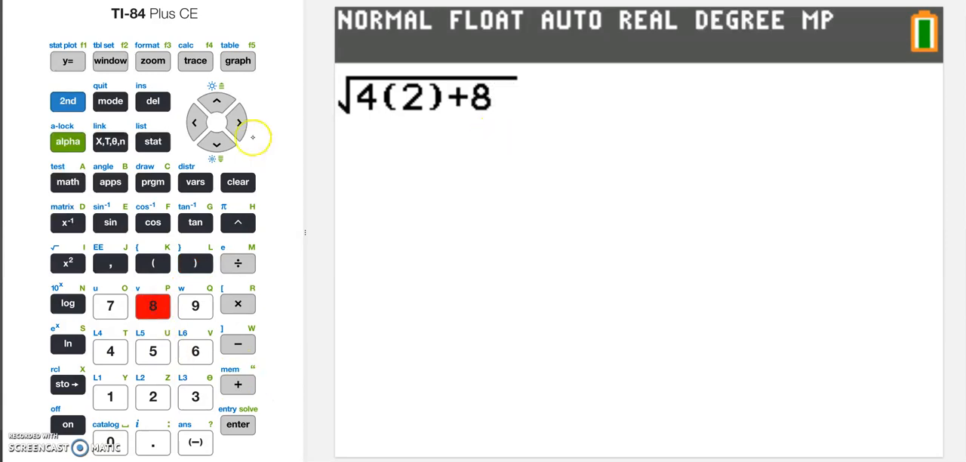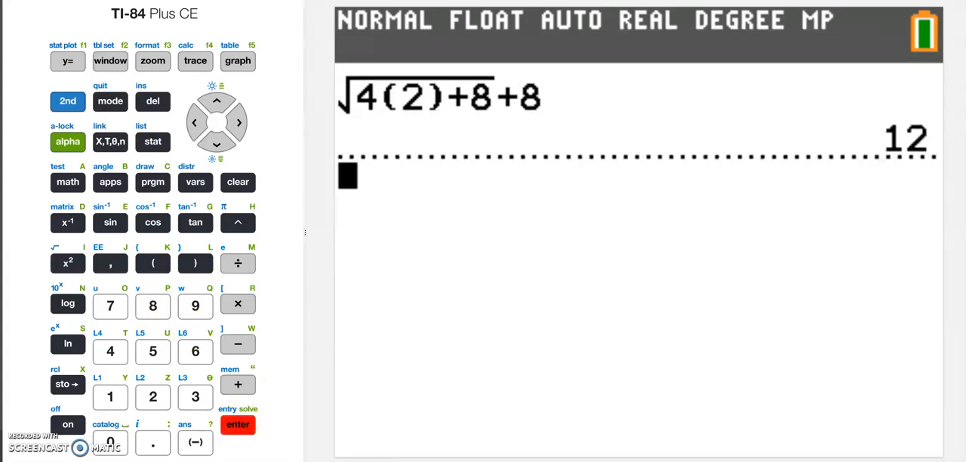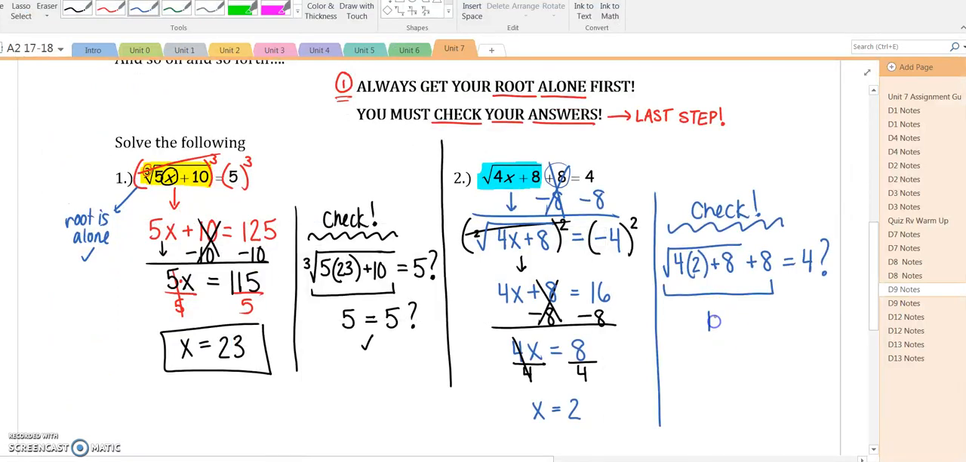And remember, to move outside of the radical, you press the right arrow, or on some of our calculators, we just close the parenthesis. And then I'll do another plus 8. And I'll press enter. And that gives me 12. So now on the left side I have 12, and on the right side I have 4. Does 12 equal 4? No, it does not.